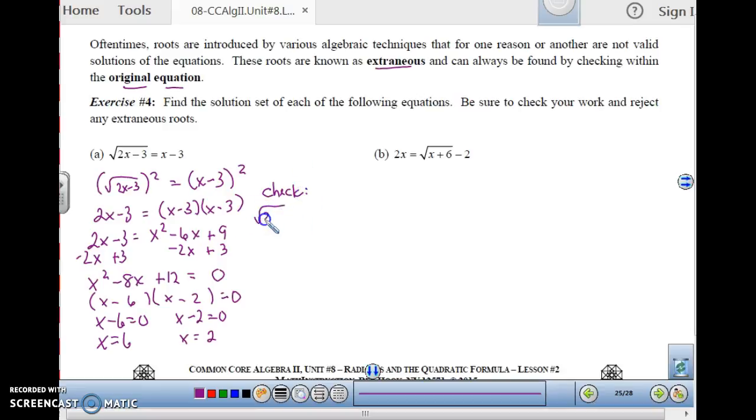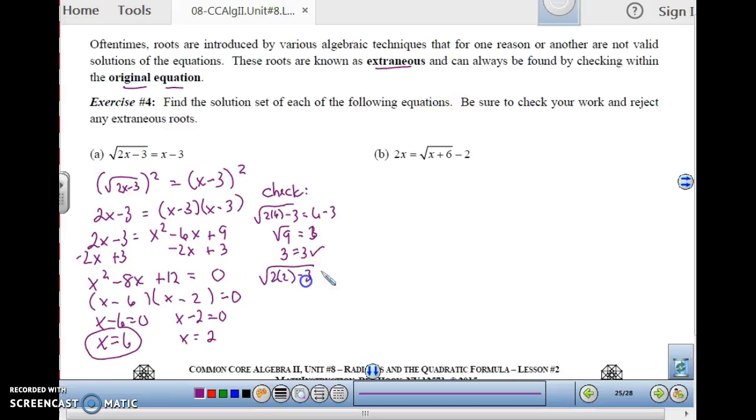All right, the square root of 2 times 6 minus 3 is equal to 6 minus 3. All right, 2 times 6 is 12, minus 3 is 9, is equal to, the square root of 9 is equal to 3, so 3 is equal to 3. That one checks. So x equals 6 is a solution. All right, let's look at x equals 2.